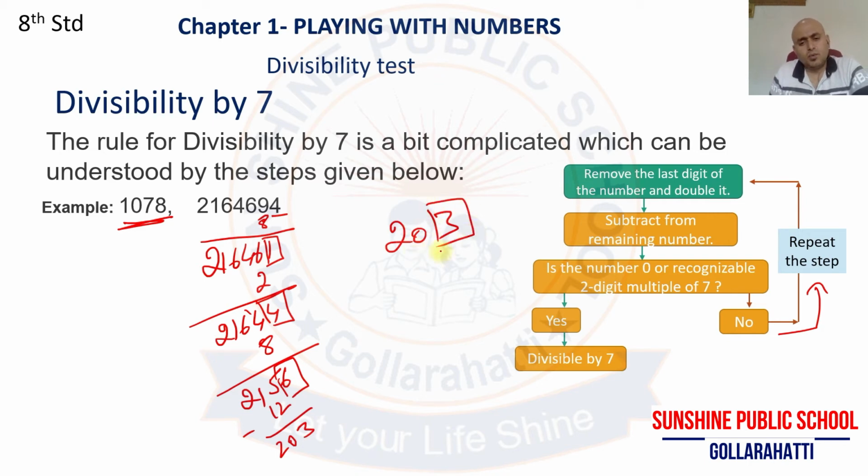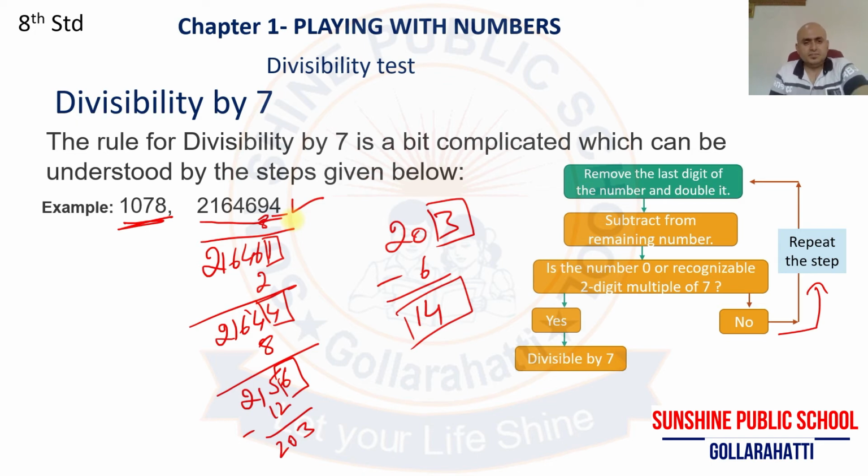Again remove the last number, double it, that is 6. Subtract: 20 minus 6 is 14. Yes, I can recognize that 14 is divisible by 7. For a two-digit number, we can tell it is divisible by 7. So I can say easily that this number, 21,64,694, is divisible by 7.